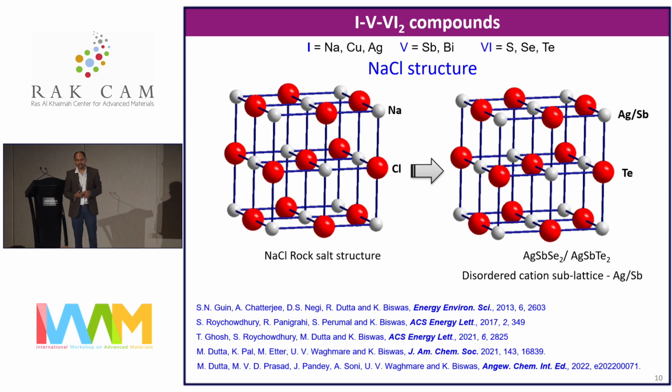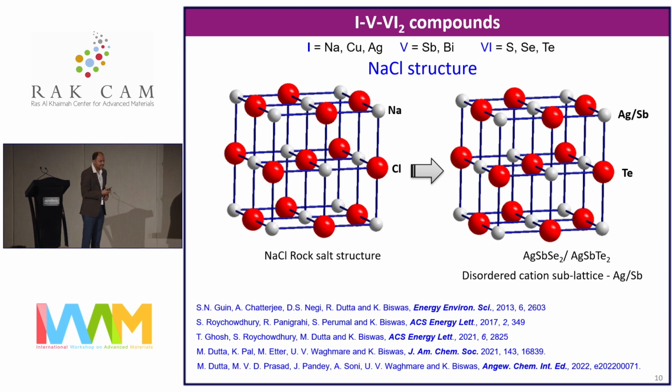So let us simplify the structure. Most of the compounds in this class crystallize in a basic solid-state chemistry structure, which is nothing but the sodium chloride structure, an interpenetrating face-centered cubic structure. I think all of us know this. And I'm going to talk about only one compound from this series, which is AgSbTe2, where Ag and Sb are crystallographically disordered. They sit in the sodium position, in an octahedral position, whereas tellurium sits in the chlorine position and forms this sodium chloride structure.